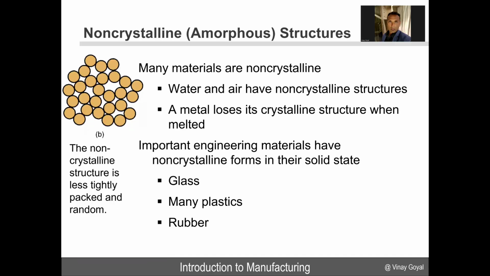So what about non-crystalline structure, which we call amorphous structures? Many materials are non-crystalline. You have water and air, which have non-crystalline structures. A metal loses its crystalline structure when it's melted, so it will behave more as a non-crystalline structure. Important engineering materials do have these non-crystalline forms. So glass, many plastics, and rubber have this form. And for non-crystalline structure, you're going to have less tightly packed and random atoms involved.